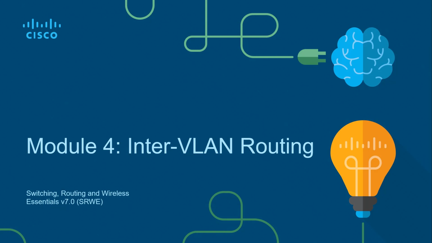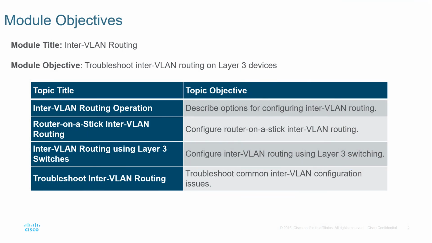Module 4, Inter-VLAN Routing. So we're going to be looking at VLAN communication operations, the ability to have one VLAN communicate with devices on a separate VLAN. We're going to be looking at the process of doing this through legacy, router on a stick, and using a layer 3 switch. And then we're going to end with troubleshooting.